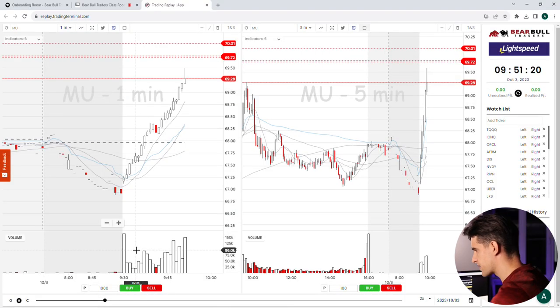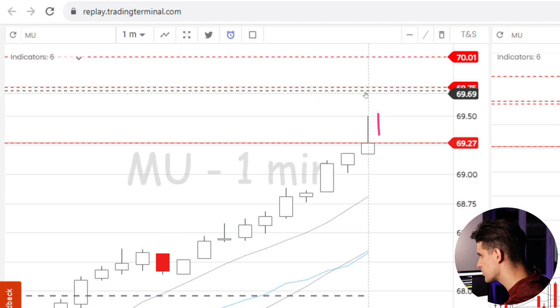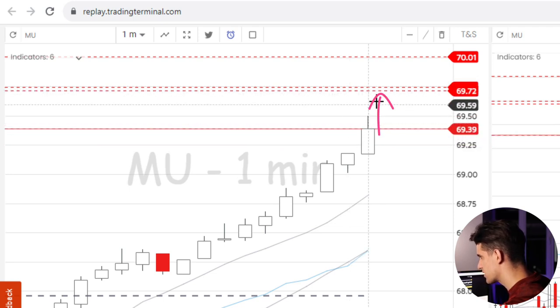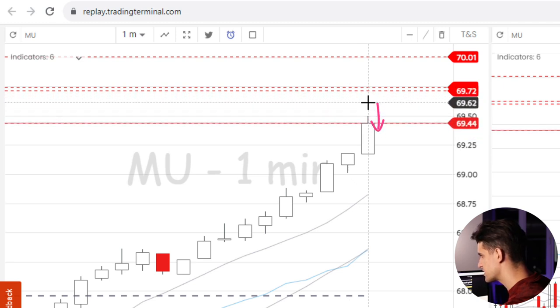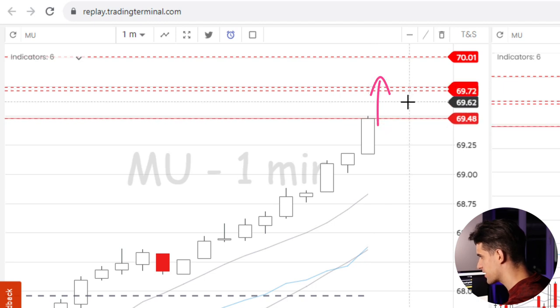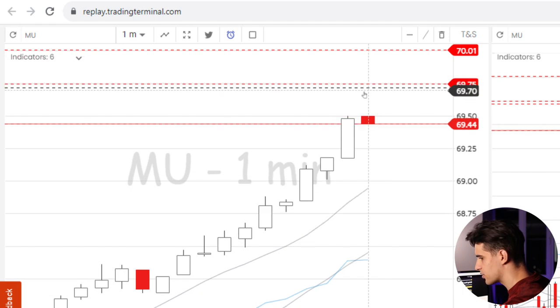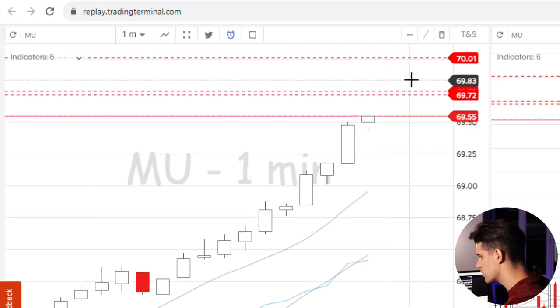I want you to remember that the level is just a zone. It doesn't mean that the price is going to reach the level exactly. It could go closer to it, touch it and reverse. It could just simply reverse even before it reaches it, or it could wick above it, make a fake break and reverse. You need to just remember that this level is an area of interest. This is approximately where the stock could bounce from.